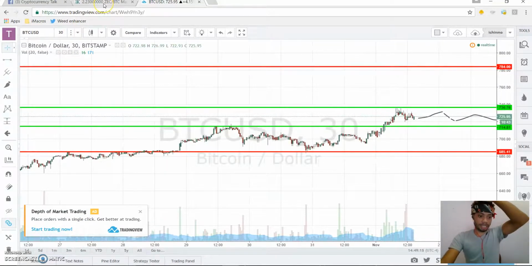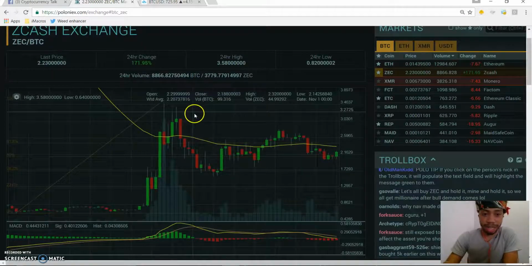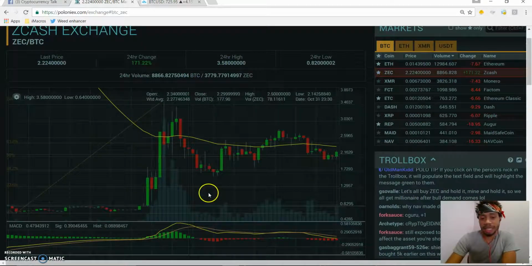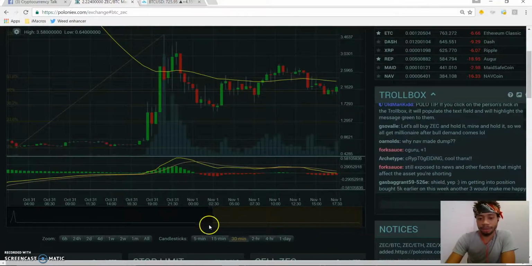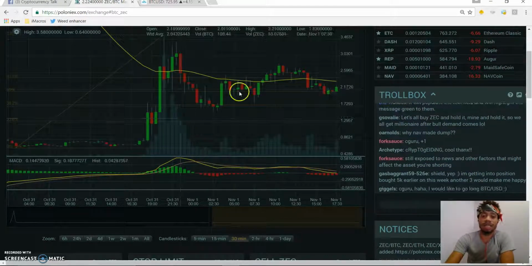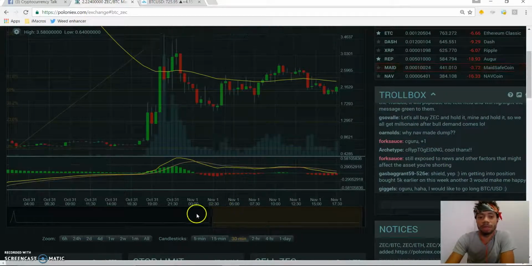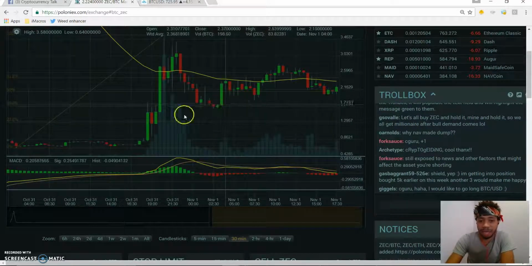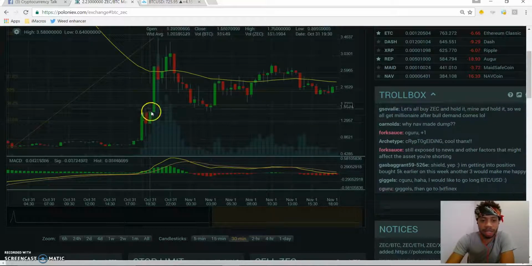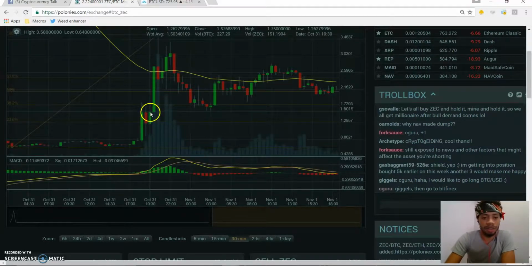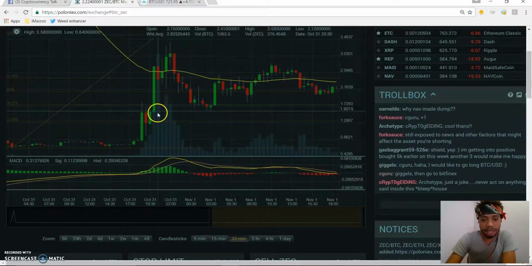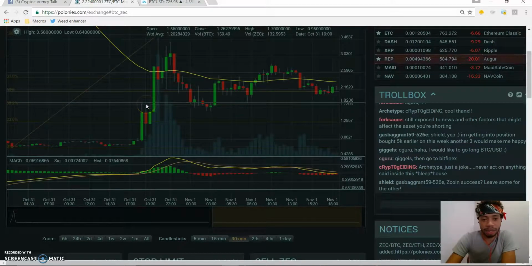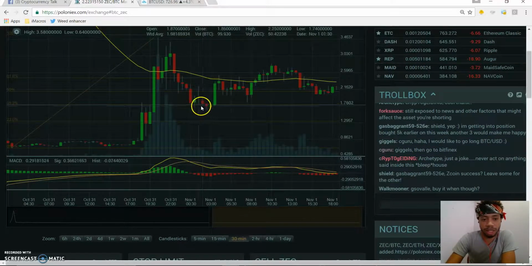All right, now let's look at Zcash. I got 5 minutes to talk about Zcash. Now, this is kind of unpredictable, but I can tell now that it's most likely going to go up some more. Looking at it, by looking at the fibs, and the same thing, same technique. If I drew like these lines, I probably could, but I don't want to take the time. If I drew a line here at this high or right here, we can see right here that it checked it.